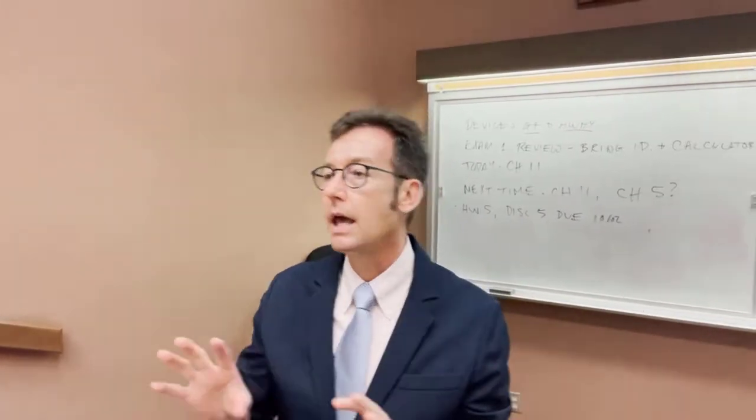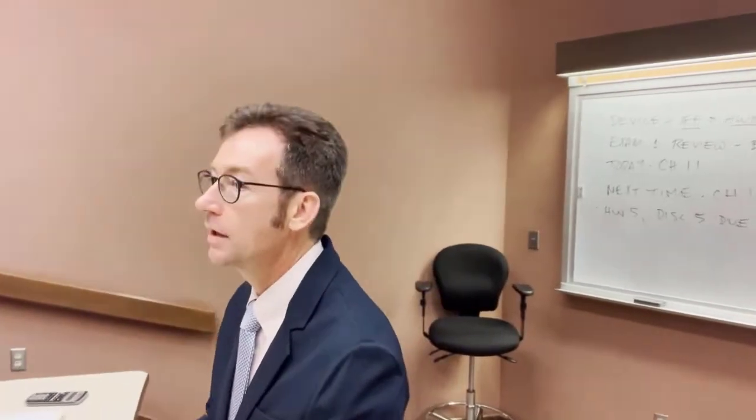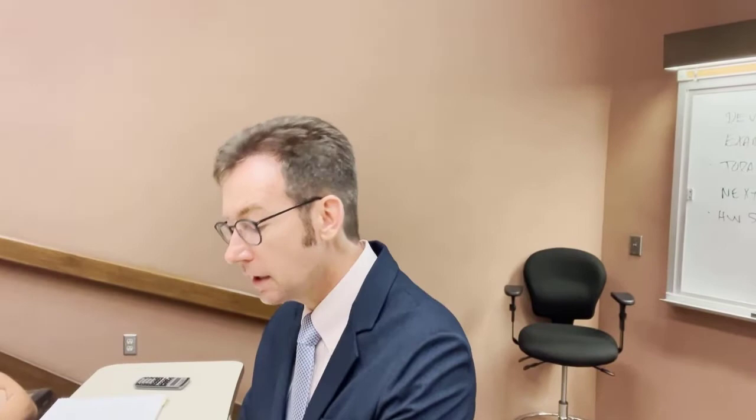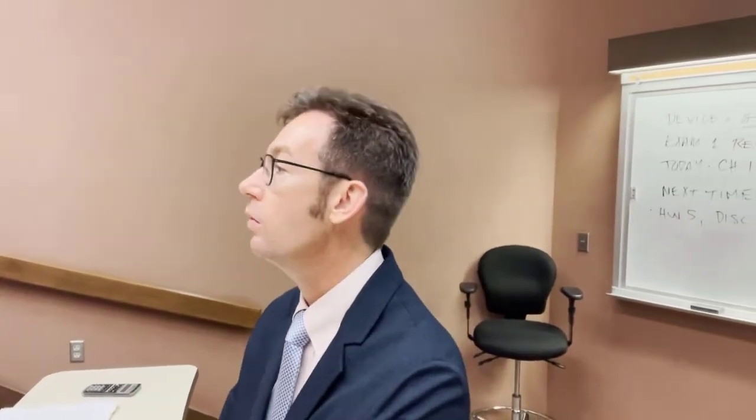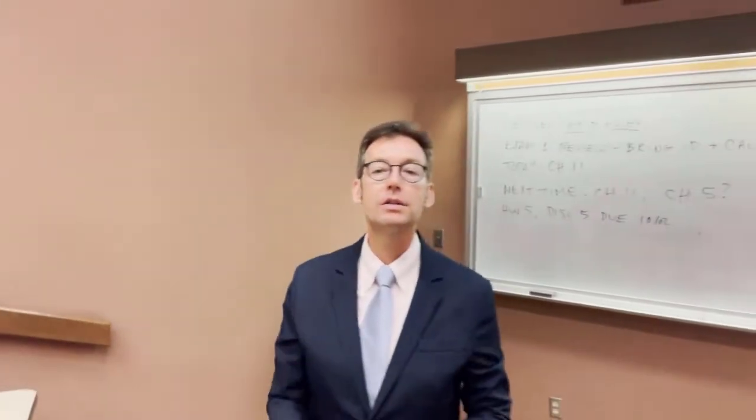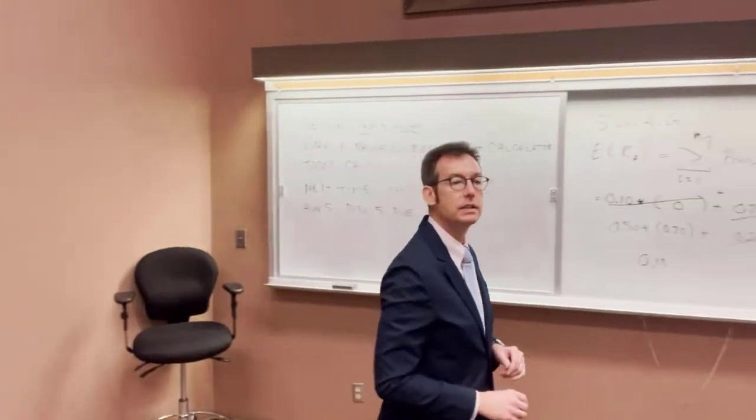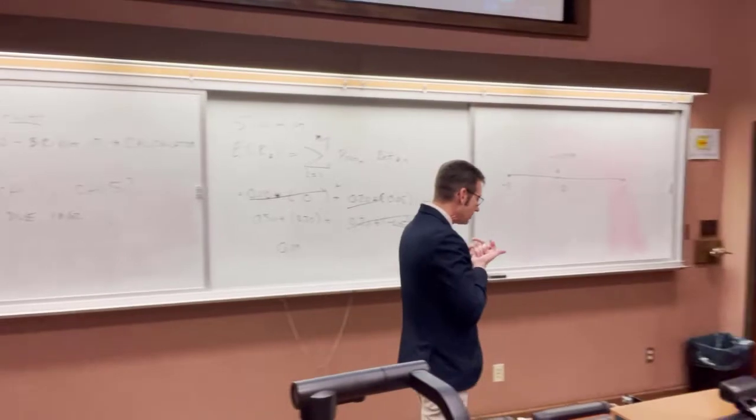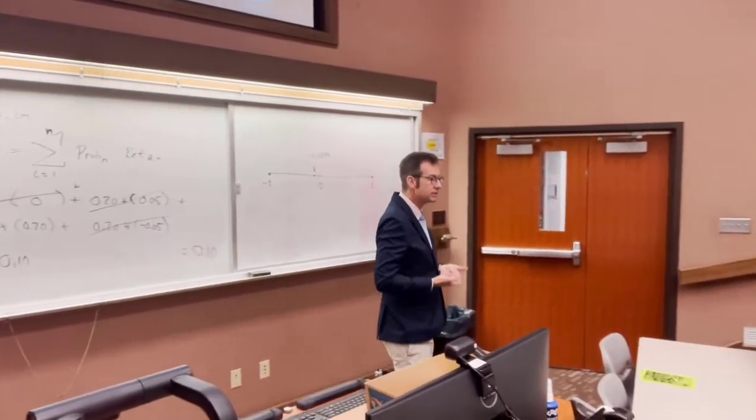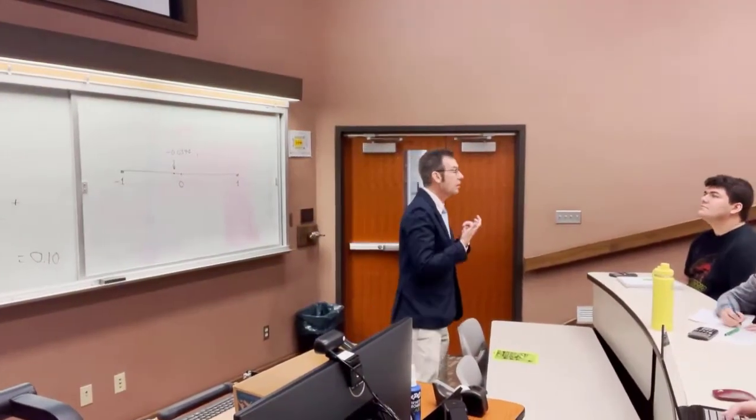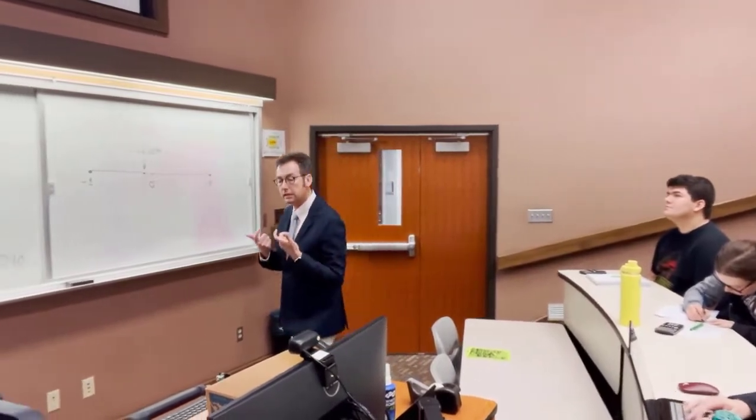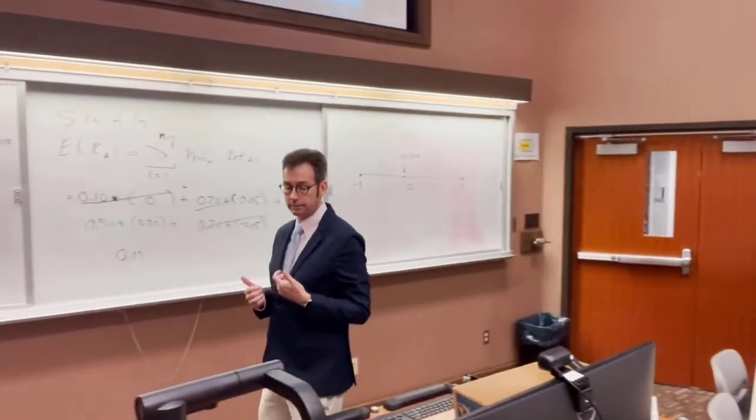So here's the trick. How can I tell whether something's perfectly, positively correlated? If I take the deviation of one and divide by the deviation of the other, and for all cases they always give me the same positive number, they are perfectly, positively correlated.